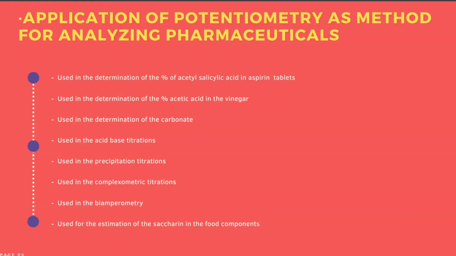So next, application of potentiometry as a method for analyzing pharmaceuticals. Used in the determination of the percent of acetylsalicylic acid in the aspirin tablet. Used in the determination of the percent acetic acid in vinegar. Used in the determination of carbonate. Used in acid-base titration. Used in precipitation titration. Used in complexometric titration. Used in amperometry. Used for the estimation of saccharin in food components.